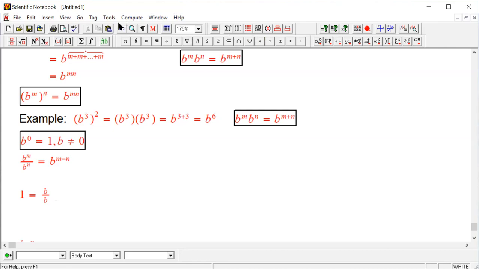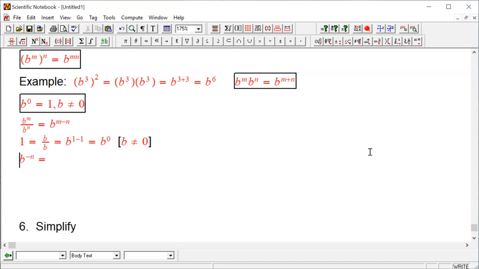b cannot be 0. Why can b not be 0? 0 cannot be a denominator. Okay, and this is b raised to the power of 1 minus 1. Therefore, that's b raised to the power of 0. So that's why b to the power 0 equals 1, provided that b cannot be 0. So this attachment is absolutely necessary. So with that said and done, let's look at the negative power.